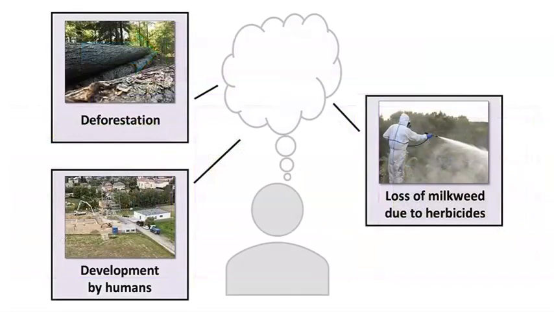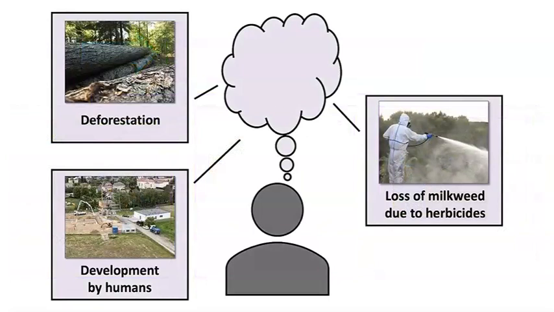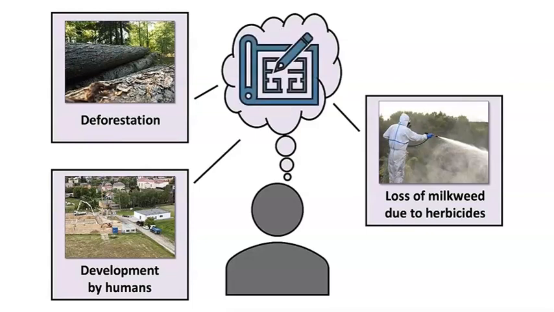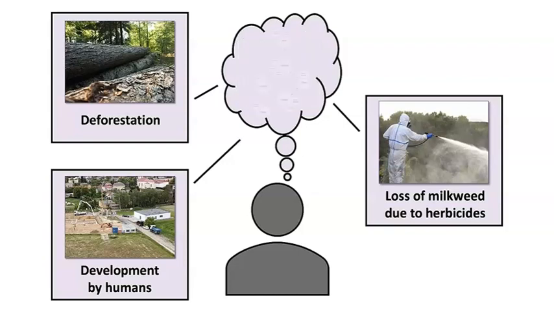Now, imagine you are an engineer. Your job is to design a solution to one of the problems monarchs face. You need to make a detailed plan for your solution. Where should you start? I have an idea. Let's use the engineering design process to design a solution.